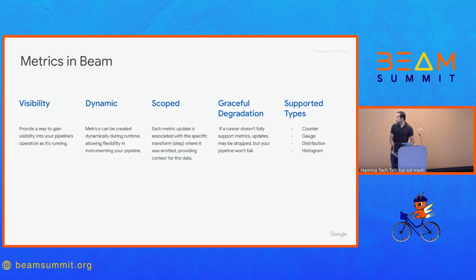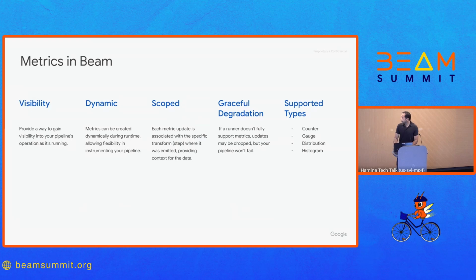And it has graceful degradation, which is something we wanted while building Lineage: if a runner does not support this, then the metrics will just be dropped, but the pipeline won't fail. So that's how it's being used in Lineage. If a runner does not support emitting or tracking Lineage, the pipeline will still run. It will just not capture the Lineage information.